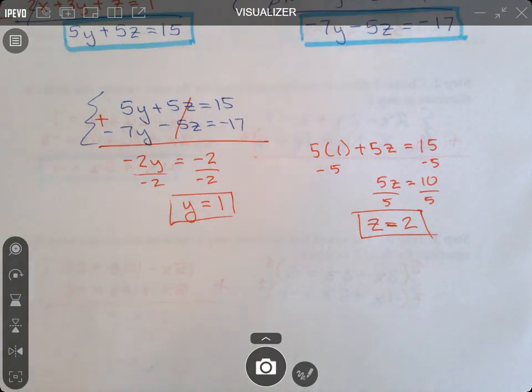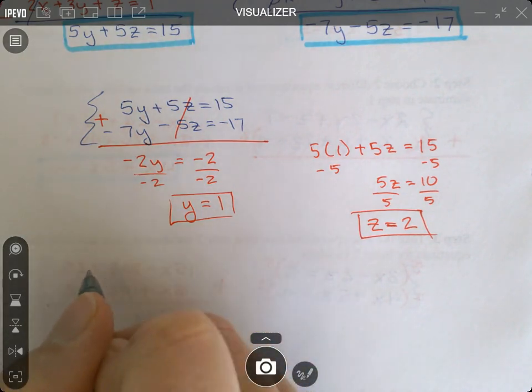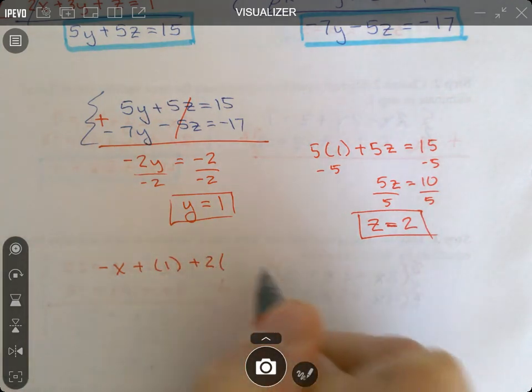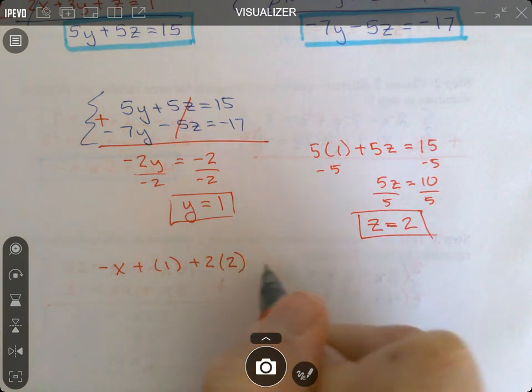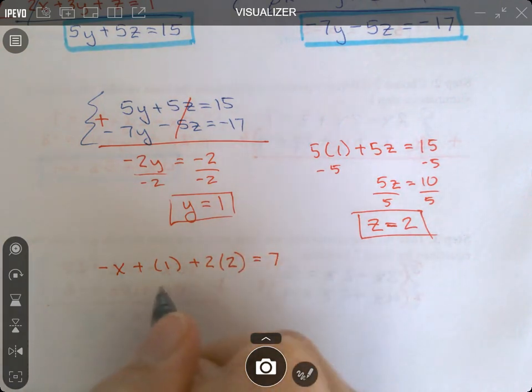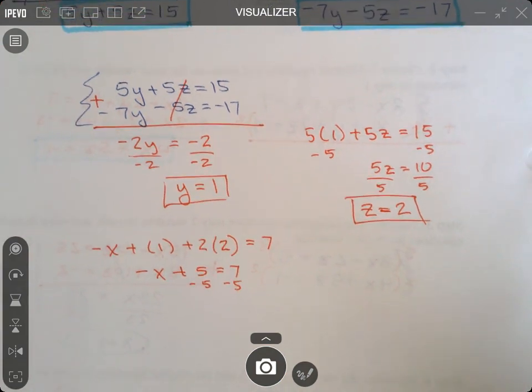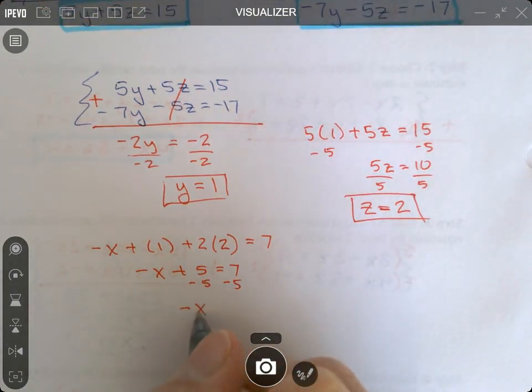Now that I've got y and z, let's go back to that original equation. It doesn't matter which one. I'm just going to go to the top one. It's negative x plus y plus 2 times z, which is 2, equals 7. Negative x plus 5 equals 7. I put my 1 and my 4 together. Subtract 5, I got negative x equals 2.